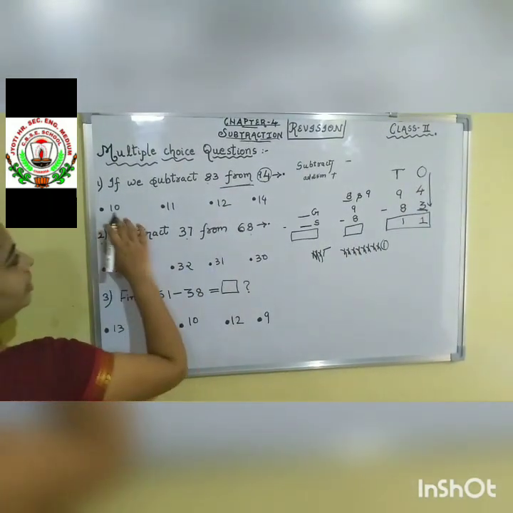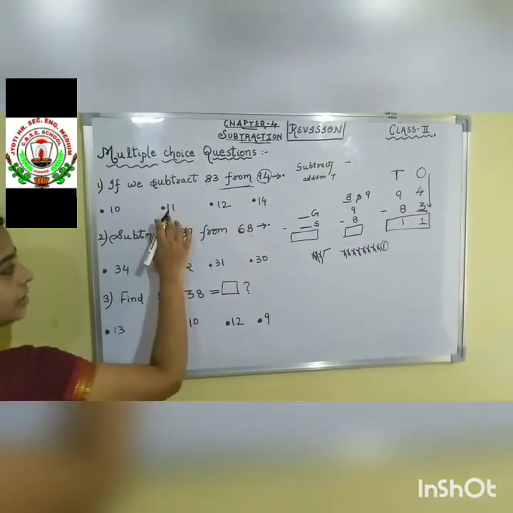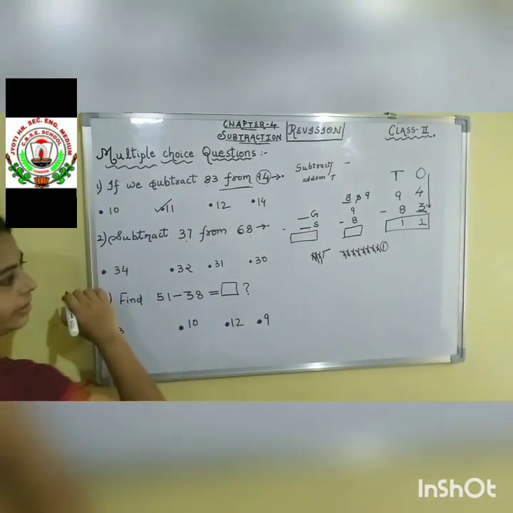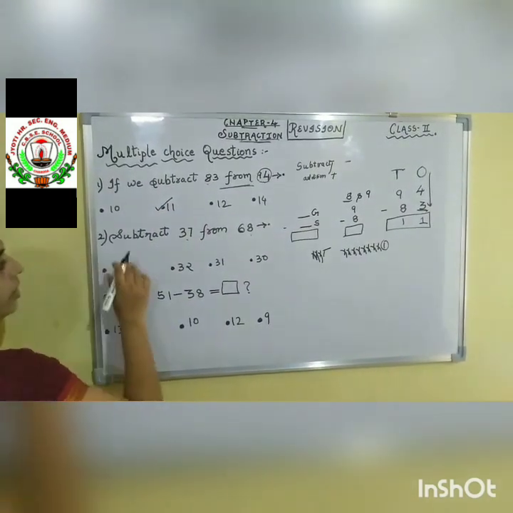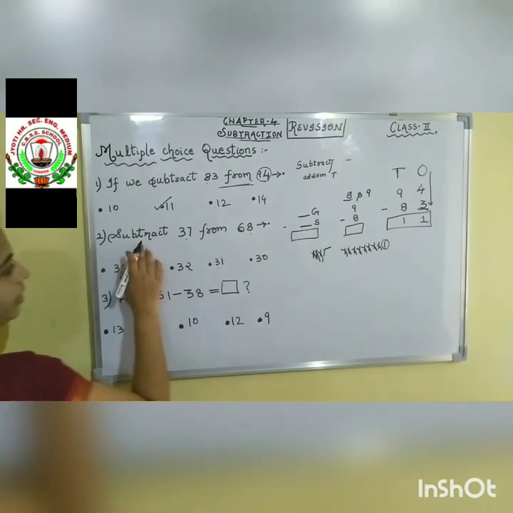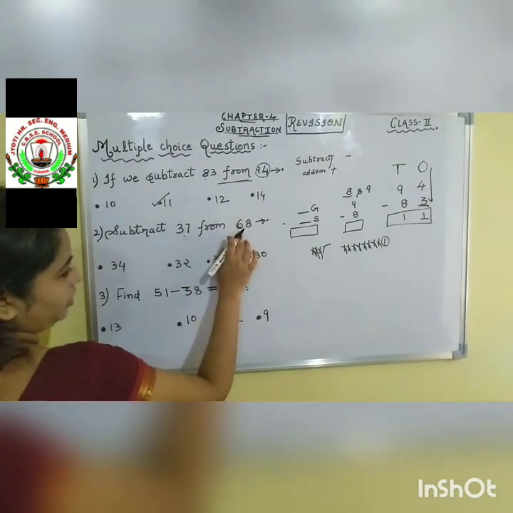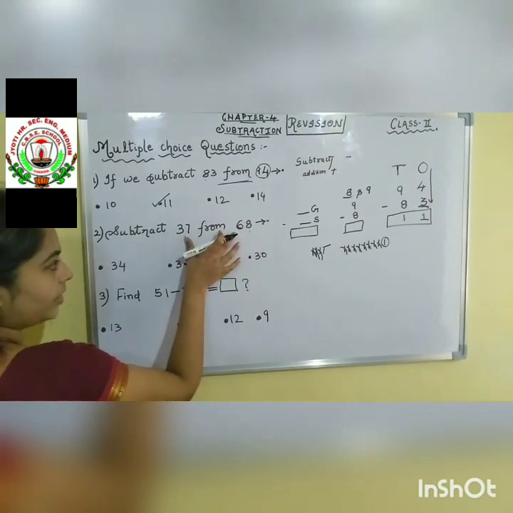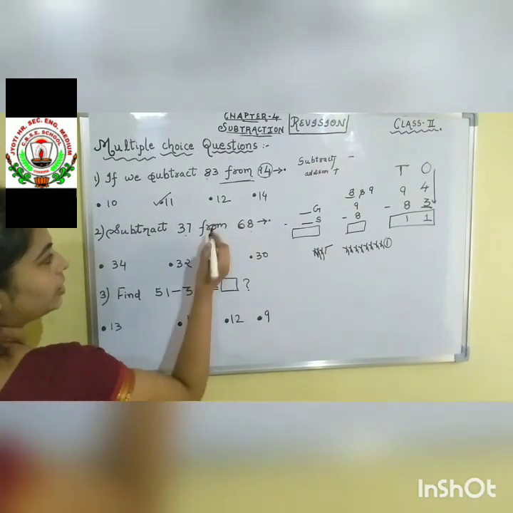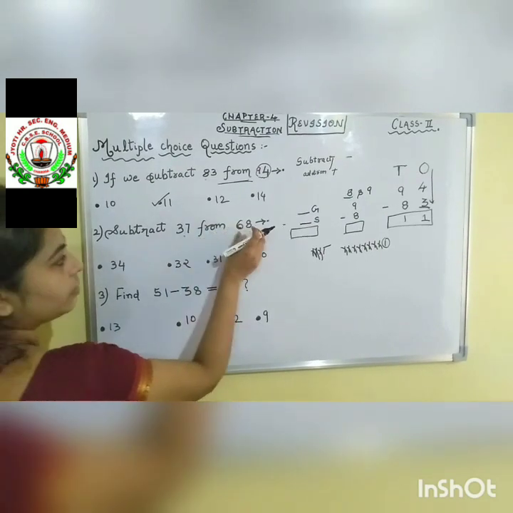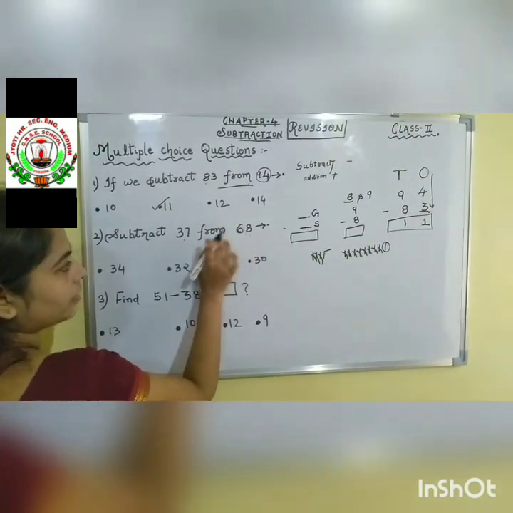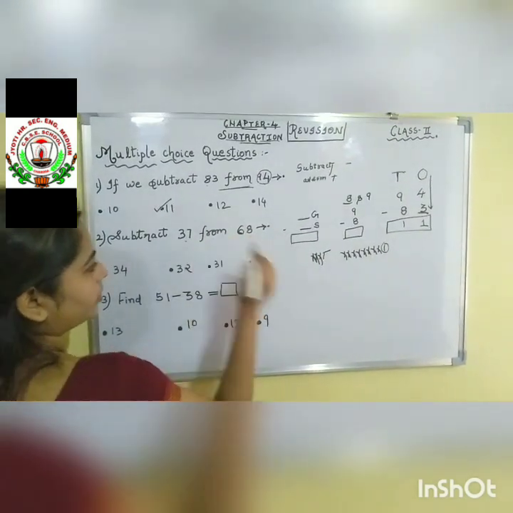Let us see whether 11 is given. Yes, 11 is given. So we will put a tick mark like this. Clear? Now let us do the second question. Read with me, children. Subtract 37 from 68. First compare the numbers, which one is the greatest, or else "from" is given. So whatever number is given after "from", okay, that one you have to write down first.